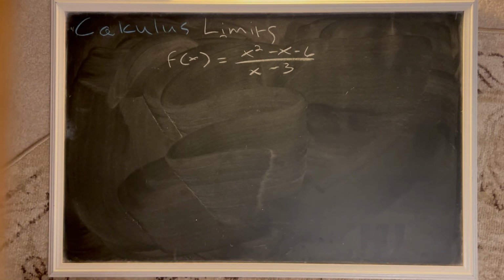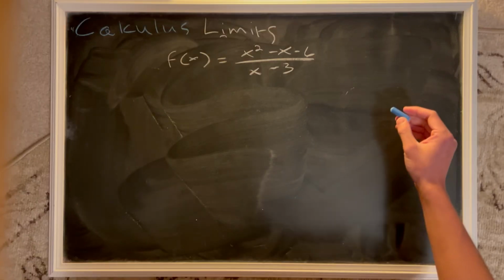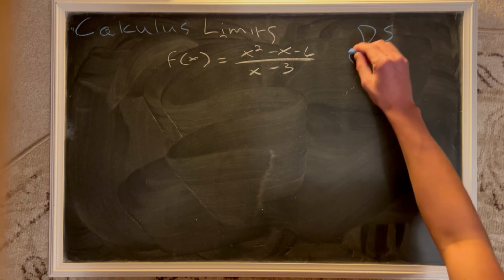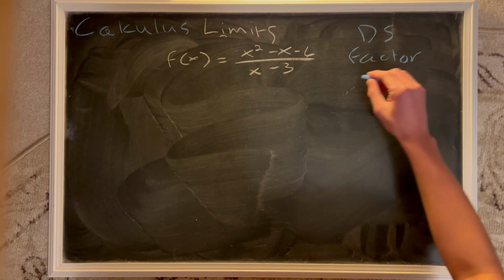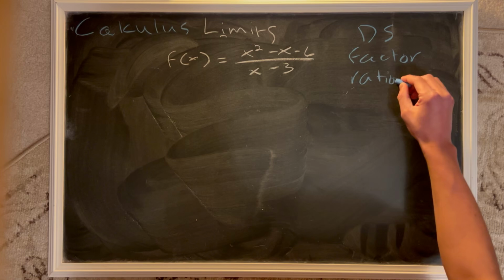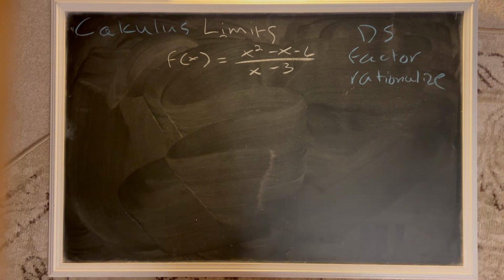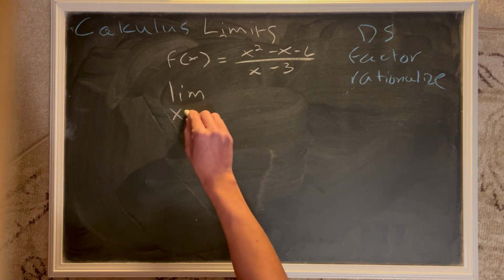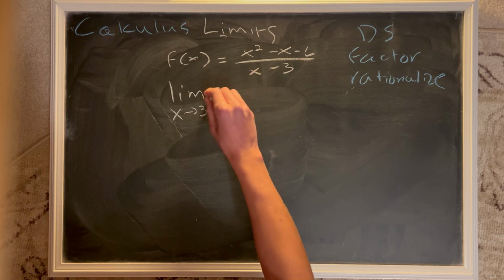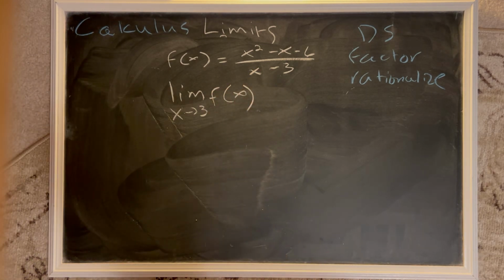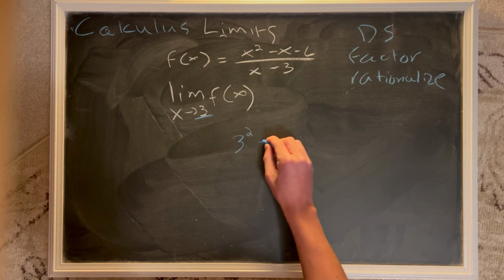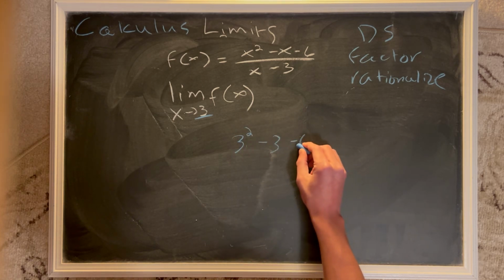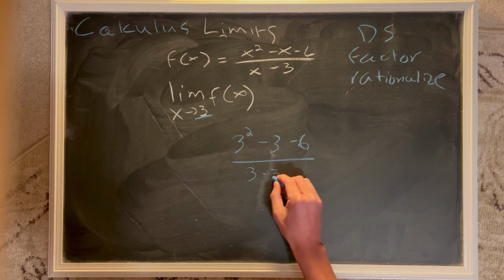So now let's pull up our little checklist here. So we have direct substitution, factoring, and then rationalizing. So let's start with direct substitution. Let's say we wanted to take the limit as x approaches 3 of this function. So we start by substituting that 3. So 3 squared in the numerator minus 3 minus 6 over 3 minus 3.